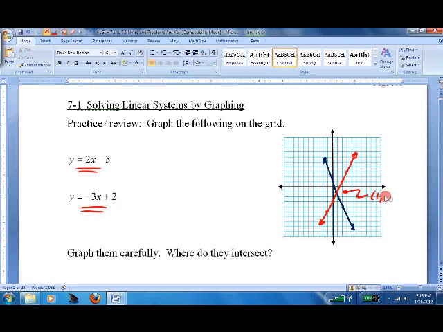Looks like they hit at the point 1, -1. And we can check. Let's see if it works. If I put in 1 here, -1 here, 1 here, -1 here. Are they equal? 2 times 1 minus 3 is -1. That one works. -3 times 1 plus 2 is -1. That one works.